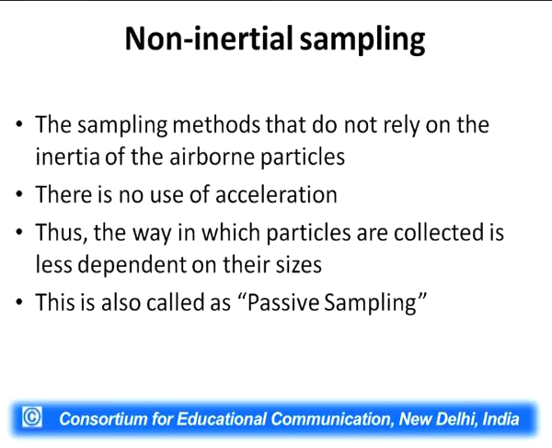While in case of non-inertial sampling, the method does not rely upon the property of inertia of the airborne particles. There is no use of acceleration. Thus, the way in which particles are collected is less dependent on their size. So here we can never be size selective, the particles collected do not have any size selection criteria. This is why this is also known as passive sampling.